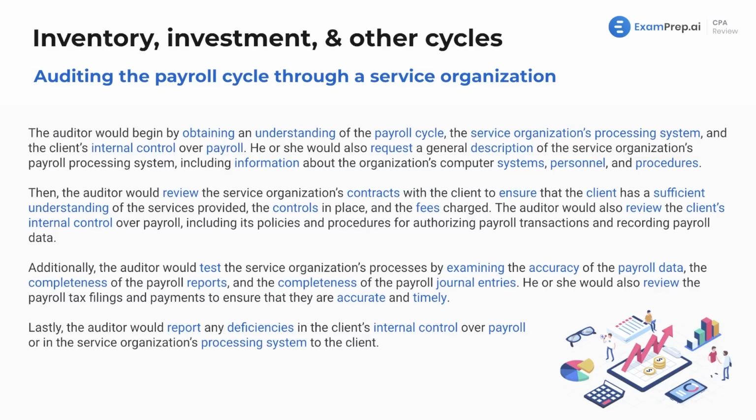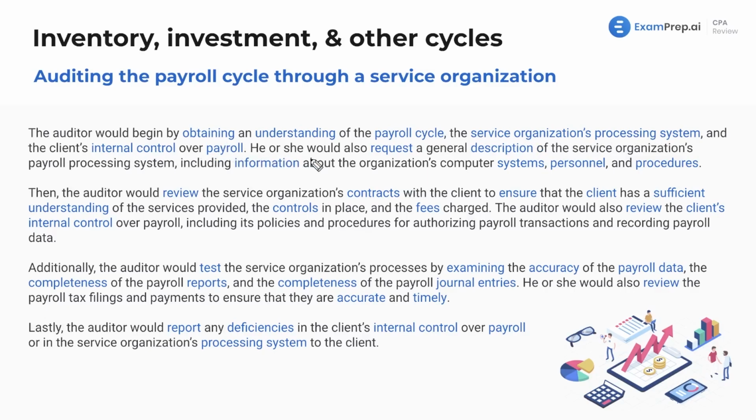Now, the auditor would begin by obtaining an understanding of the payroll cycle. First off, what functions are performed by the client, what functions are performed by ADP. And I'm just going to say ADP. I know we're talking about a third-party service organization. It could be any of them, but I'm just going to say ADP. Also, it rolls off the tongue a little bit easier too. So we want to understand the cycle, who's in charge of what, the client's internal control over payroll.